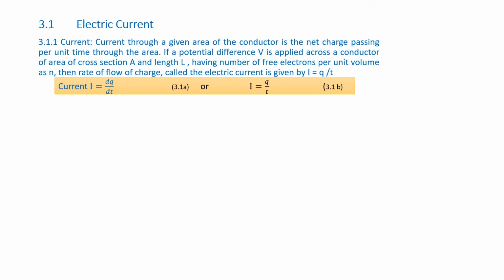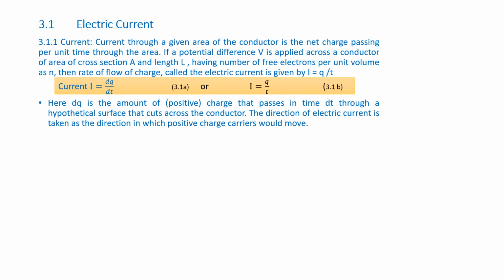So we have two equations. I is equal to dq by dt when charge is varying. This will be equation 3.1a. I can also be represented as I equals q over t when charges are flowing steadily. Here dq is the amount of positive charge that passes in time dt through a hypothetical surface that cuts across the conductor. The direction of electric current is taken as the direction in which positive charge carriers would move.